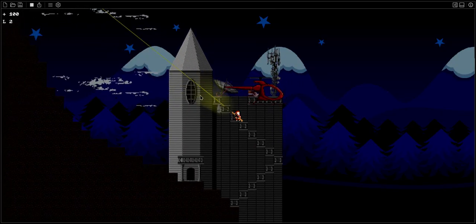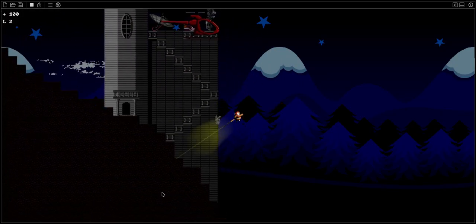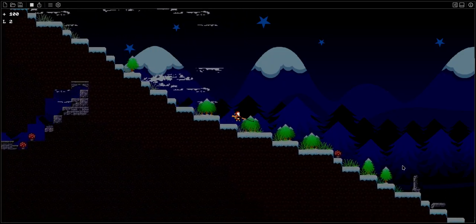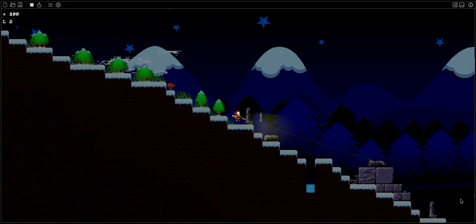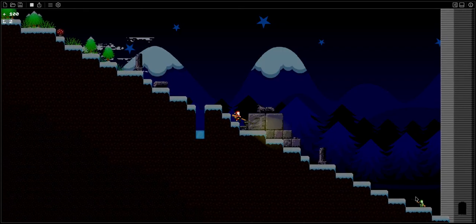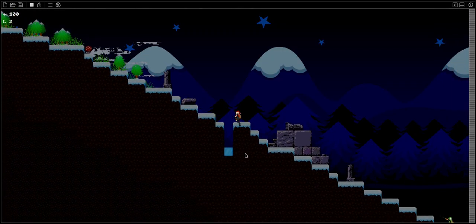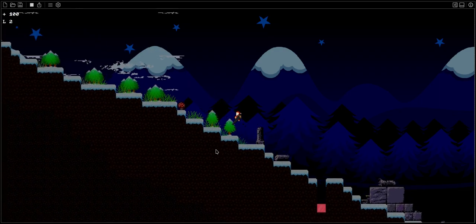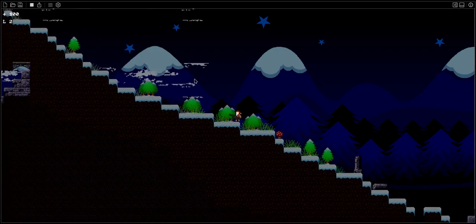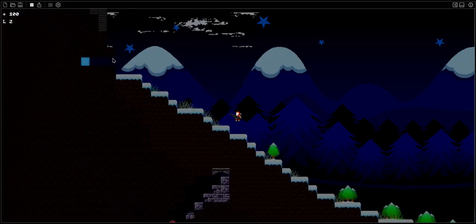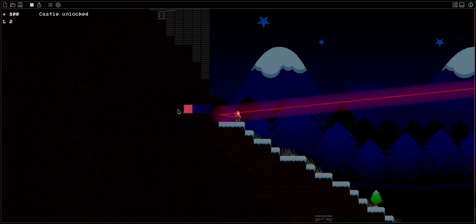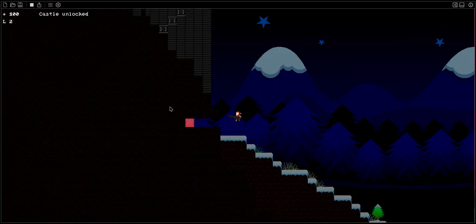And this gives you the machine gun rifle. And here you got some more enemies there, but we don't need to deal with them. We can activate this button just for fun, as well as this one. And this button unlocks the castle.